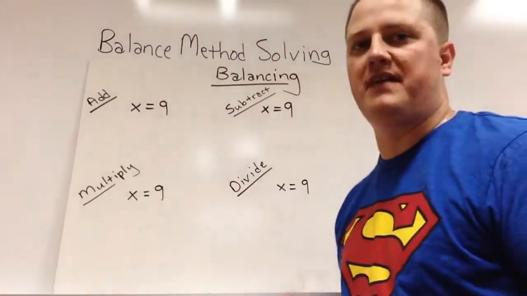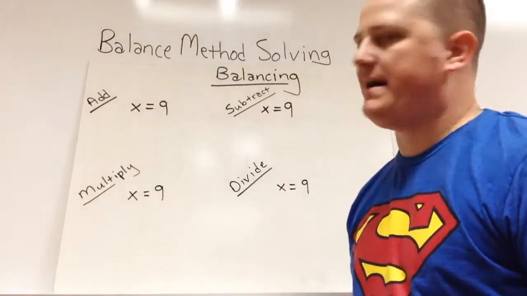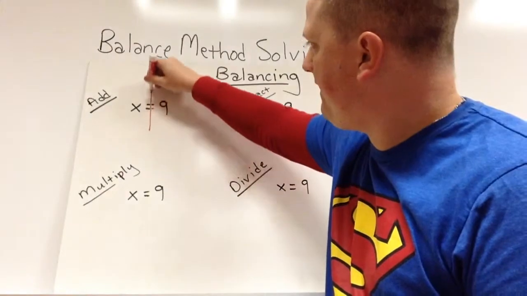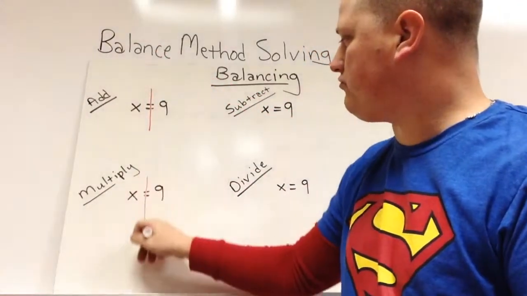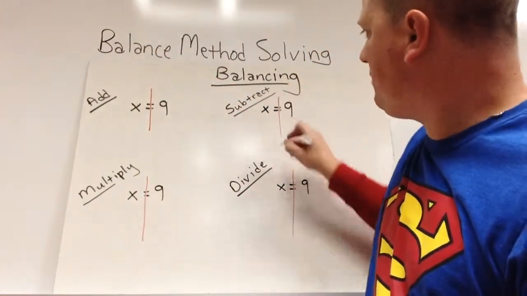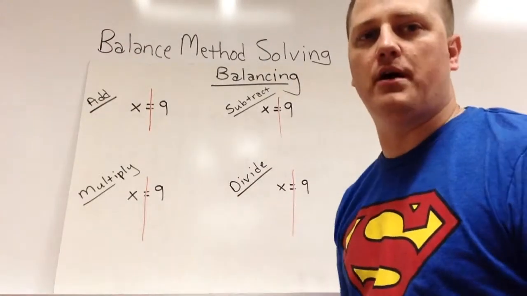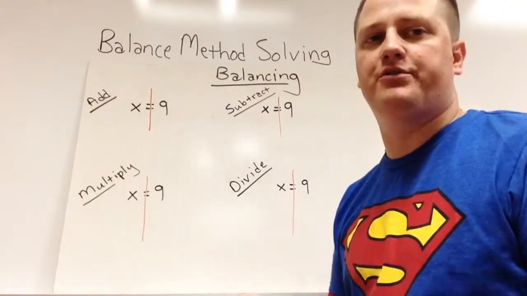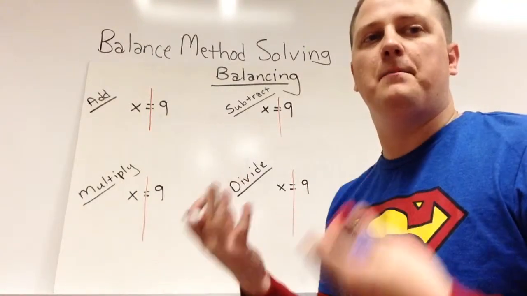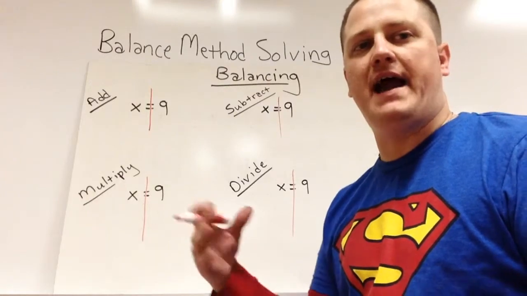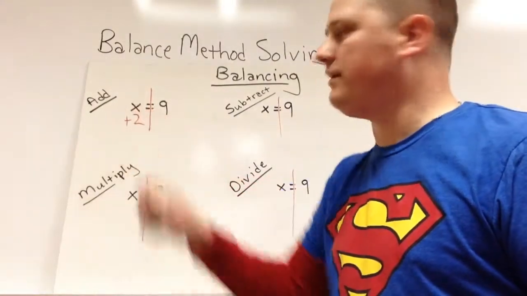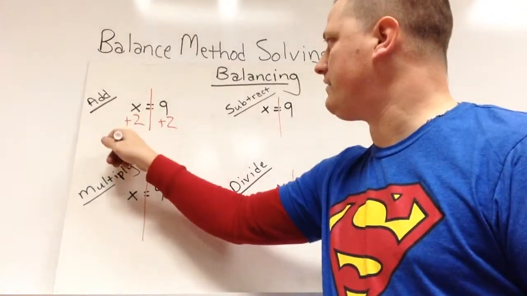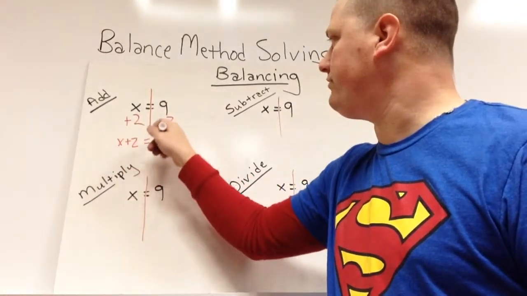First, we need to understand exactly what balancing is. Balancing takes into account the equal sign. What I like to do is sometimes draw a line through the equal sign so that I know what is going on both sides. What we like to do is do the exact same operation to both sides because that would keep both sides balanced. If I add 2 over here, I add 2 over here, which would say x plus 2 equals 11 now.